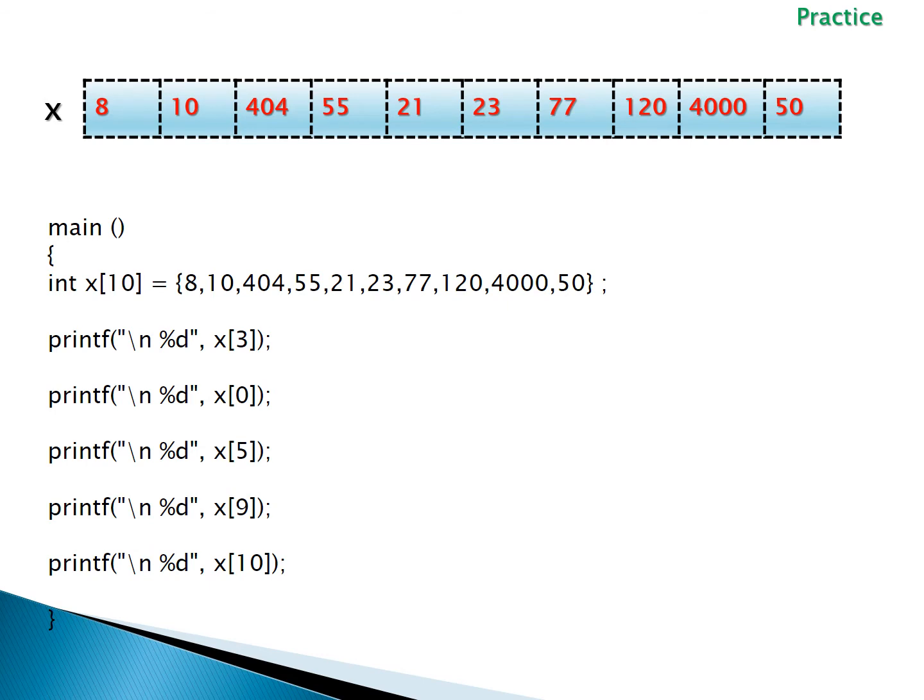Now let's use this array and program for our practice. I will ask questions about the printf statement, and then you have to think about the correct output. So let's start with this statement. What will be the output of this statement? Okay, so let's calculate. Let this be x0, x1, x2, x3. So the output will be 55. What will be the output of this statement? Yes, that will be 0, 8.